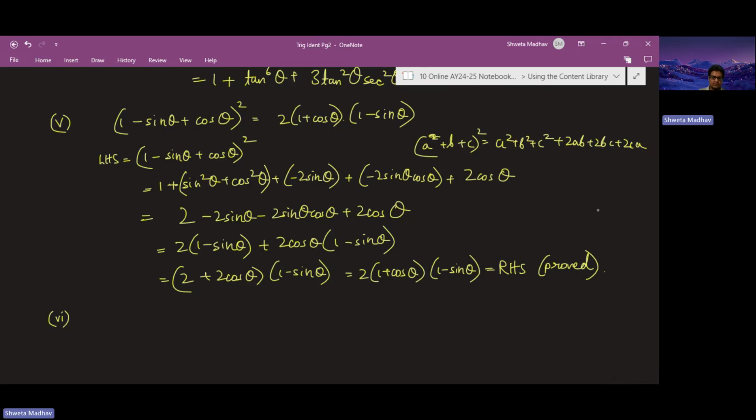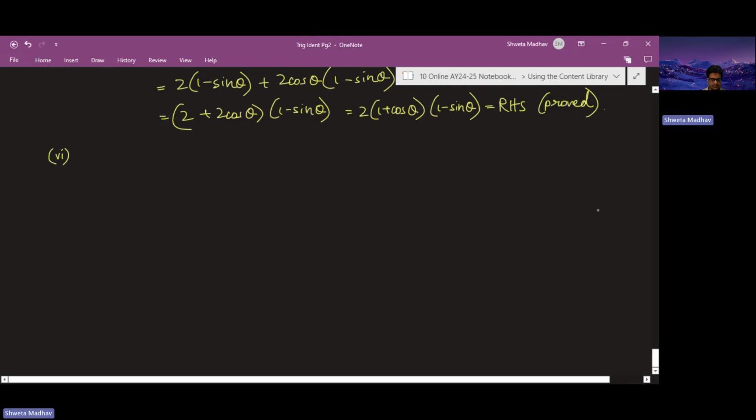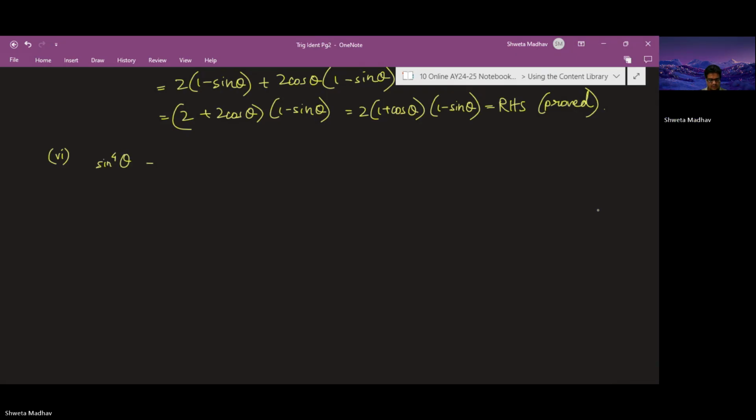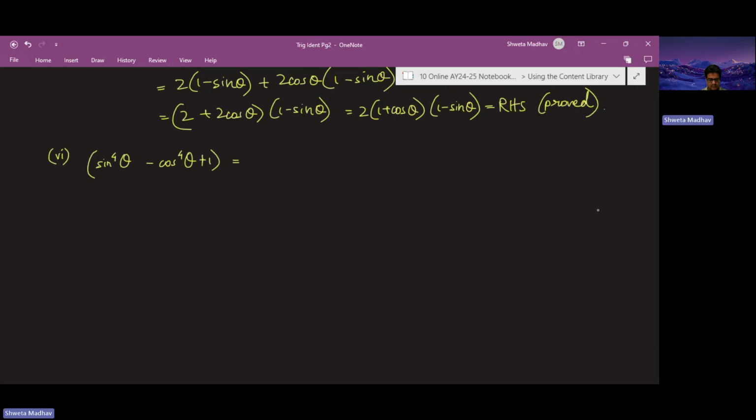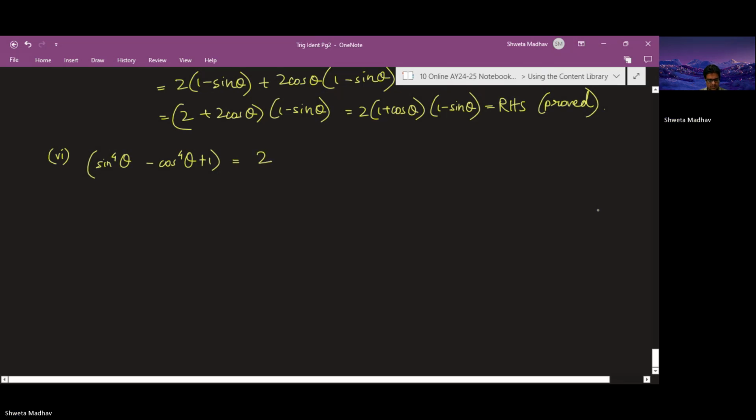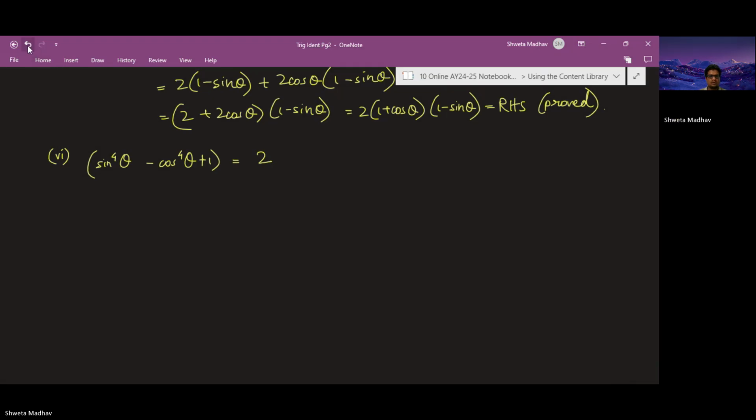Then in the sixth part, it has been told that sin power 4 theta minus cos power 4 theta plus 1, into cosec square theta, is equal to 2. So that we have to prove.